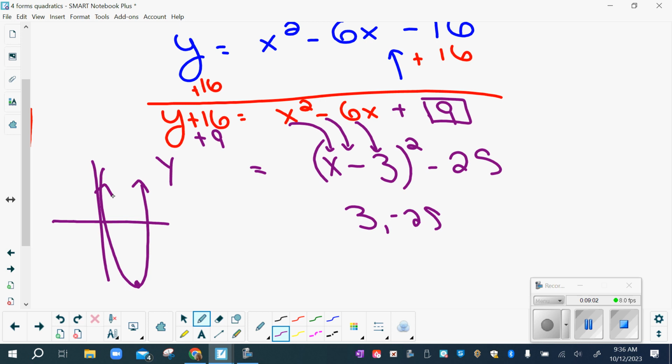Standard form, factor, vertex, and graph. Yes. Why when you wrote it initially did it say f of x equals x squared plus 5?